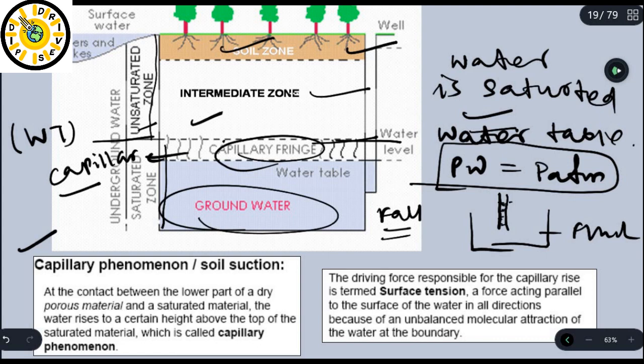The capillary rise is due to the surface tension. The main force is the surface tension. The driving force responsible for the capillary rise is termed the surface tension, a force acting parallel to the surface of the water in all directions because of the unbalanced molecular attraction of the water.